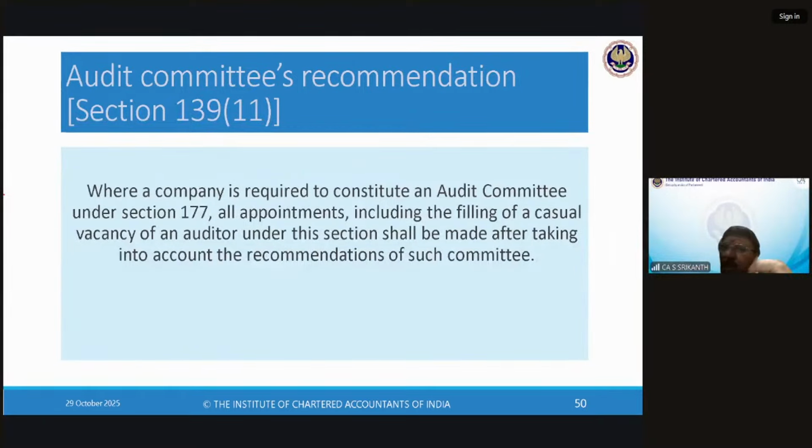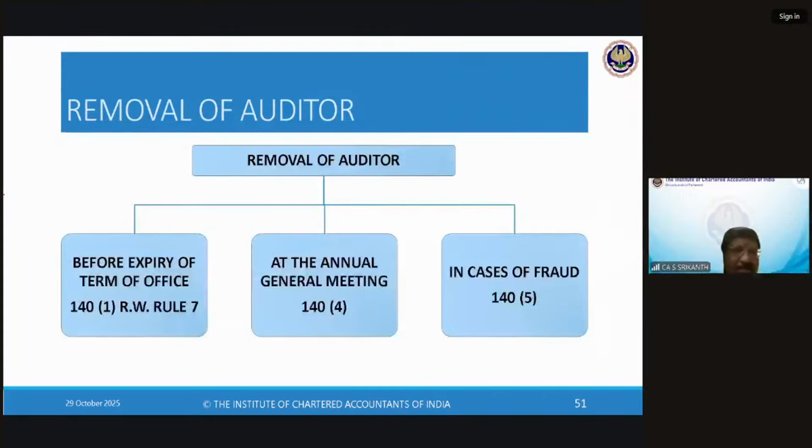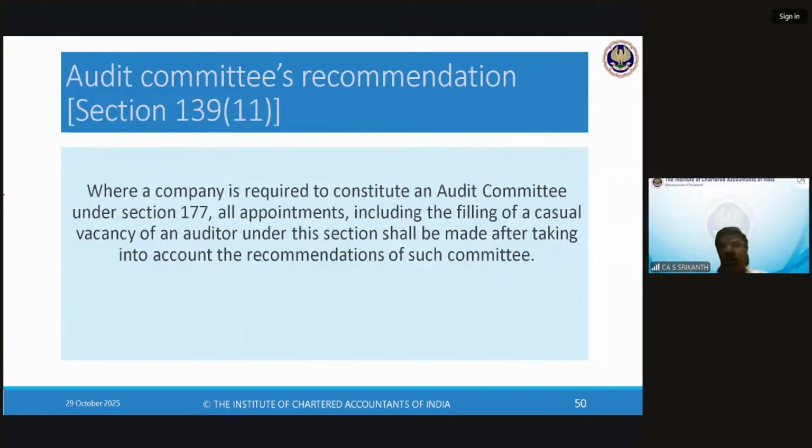There are companies required to constitute an audit committee under section 177. All appointments, including casual vacancy, under this section shall be made after taking into account the recommendations of such committee. So it's not enough if the board does it. Where there is an audit committee, it has to be there. So this is for casual vacancy. Let us see if you have any questions or queries.